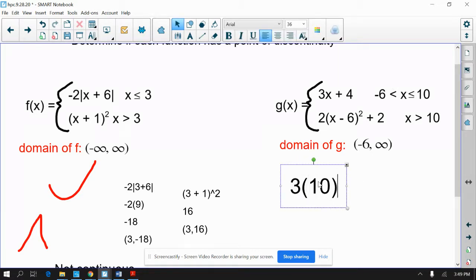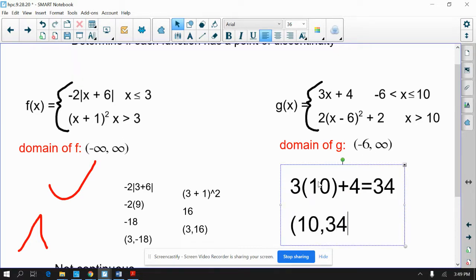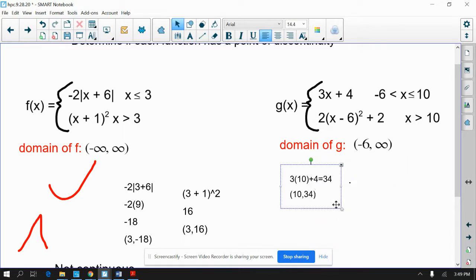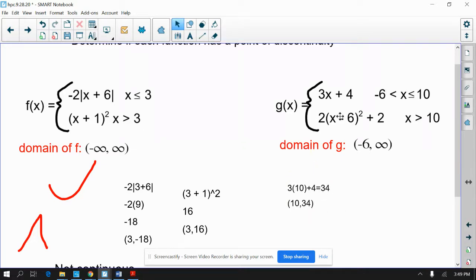So we're going to plug that in. That's 34. So the ordered pair for the line is (10, 34). The line will leave off at the y value of 34.